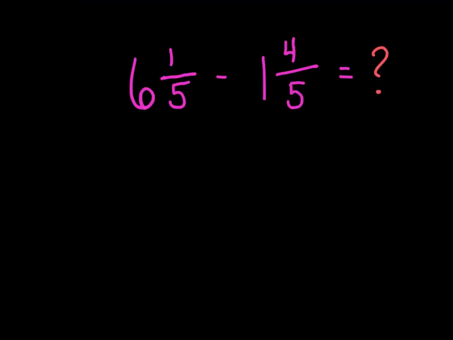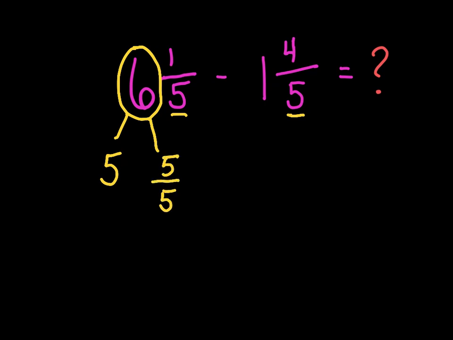6 and 1/5 take away 1 and 4/5. So we know we can't take 4/5 away from 1/5. So we're going to have to take out a whole. So let's take out one whole, and we're left with 5 wholes. And our denominator is 5, so that means our fraction is going to be 5/5 to represent that whole, because 5 and 5/5 is just really 6. Then we have to make sure we add on this extra fraction.